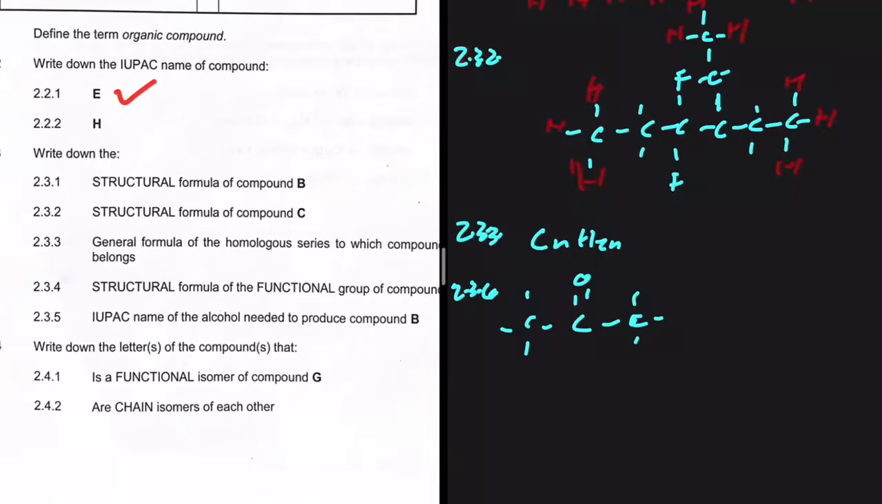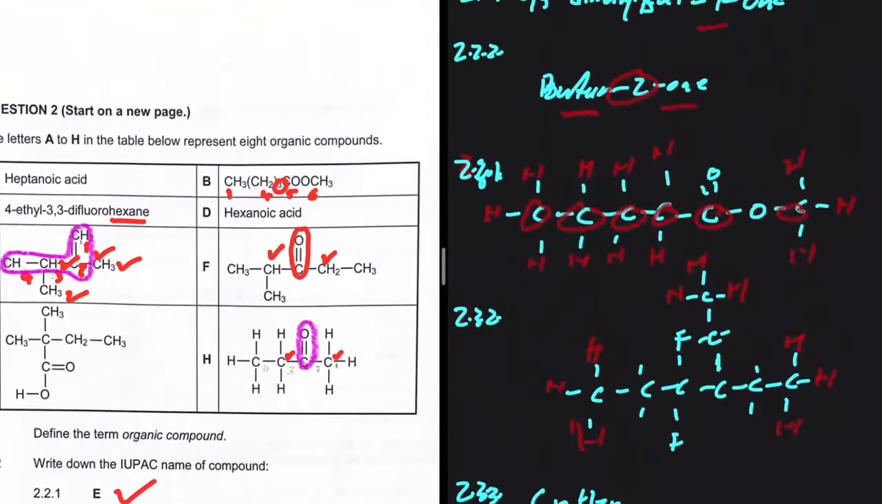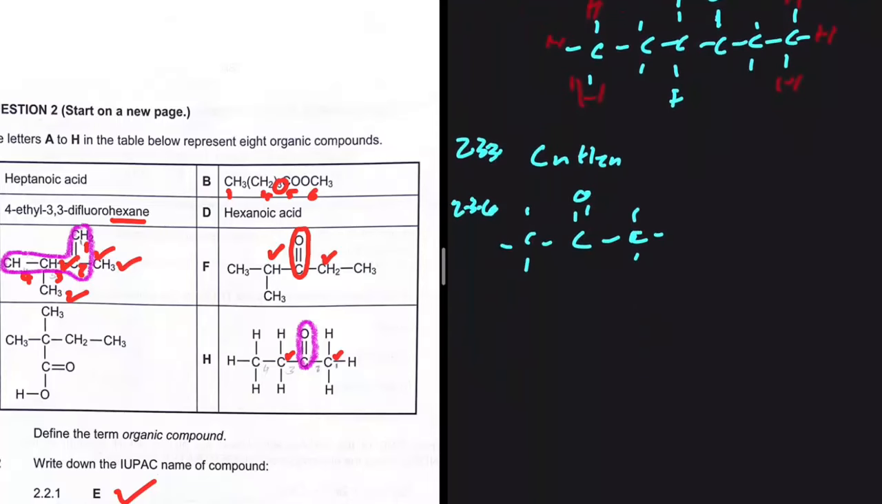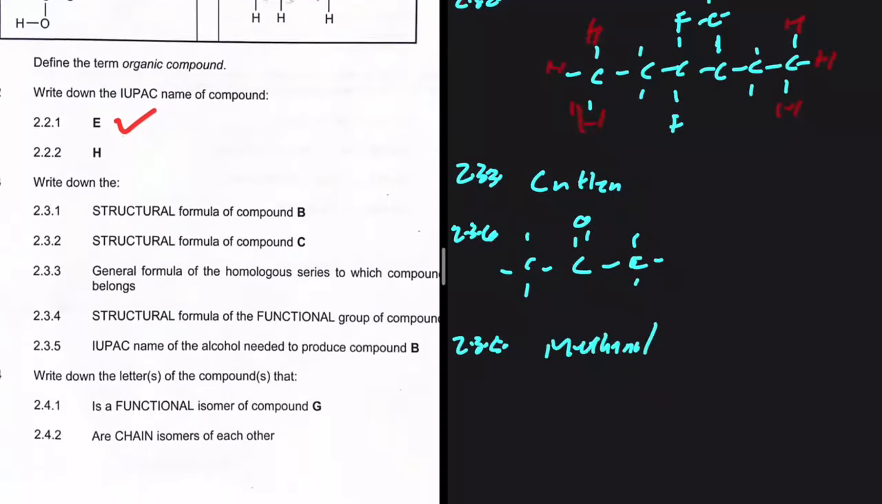2.3.5, IUPAC name of the alcohol needed to produce compound B. So for compound B, we have the structure. Let's use the structure instead. If you come here and put a line, the part of the structure that is bonded to 1 oxygen is from the alcohol. Which alcohol has 1 carbon? That is methanol, right? Yeah, the alcohol with 1 carbon is methanol.